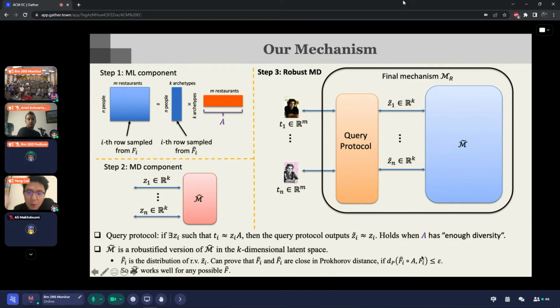But if your topic model and the true distribution are close in Prokhorov distance, you can actually prove that these f tilde and f hat will actually be also close in Prokhorov distance. And you can apply the robustification procedure to get m tilde so that it works well for this z tilde you like. All right, so that's what the mechanism will look like.